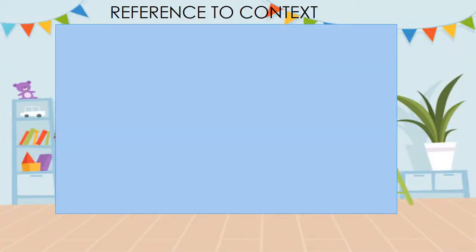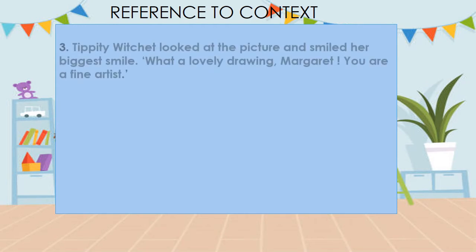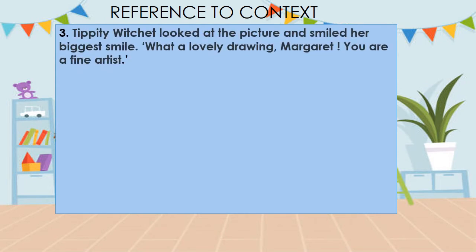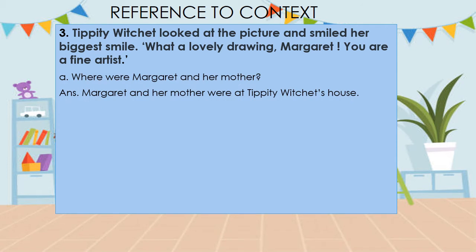Reference to context. Given on page number 143. Now see, Tippity Witchett looked at the picture and smiled her biggest smile. What a lovely drawing, Margaret. You are a fine artist. Now, the questions are, where were Margaret and her mother? Answer, Margaret and her mother were at Tippity Witchett's house.